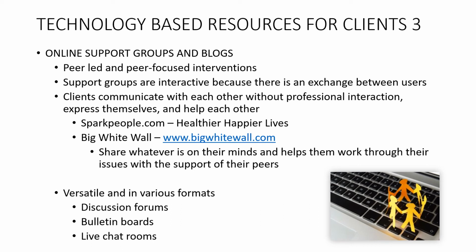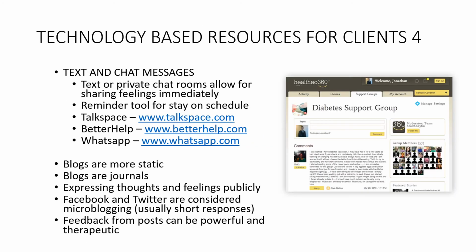The two websites that the book recommends are sparkpeople.com, which is about healthier, happier lives, like let's say through diet and stuff like that. And there's also Big White Wall, where people share whatever is on their minds and work through their issues with support of their peers. So it's other people supporting each other. It's versatile and in various formats. It could be a discussion forum, a bulletin board, or a live chat room. There's different styles.